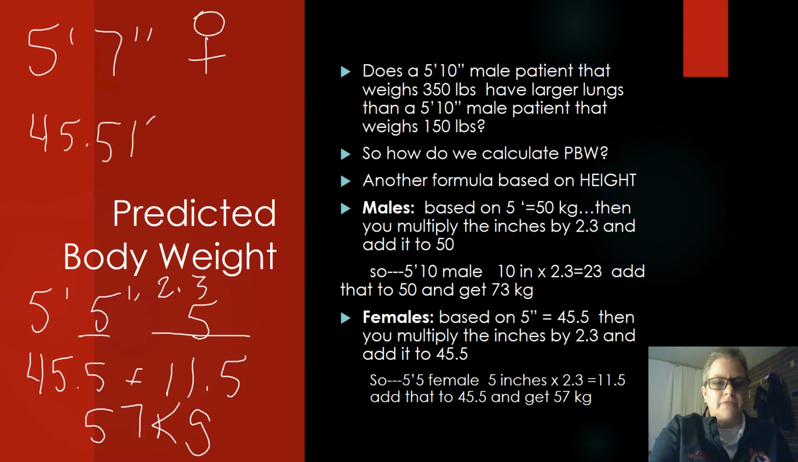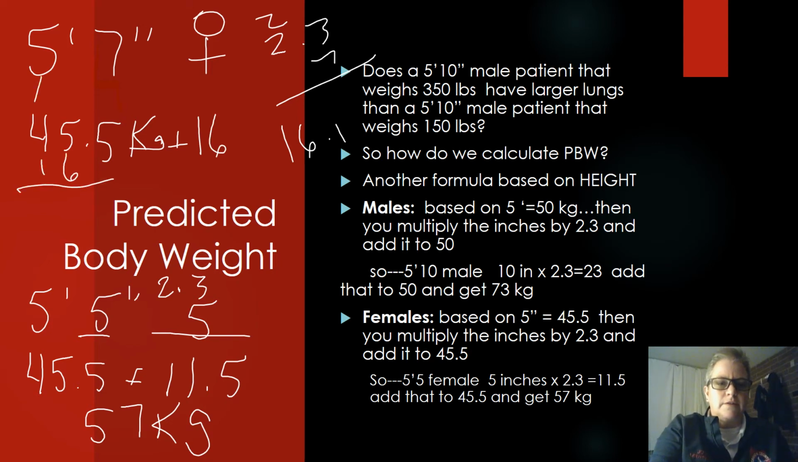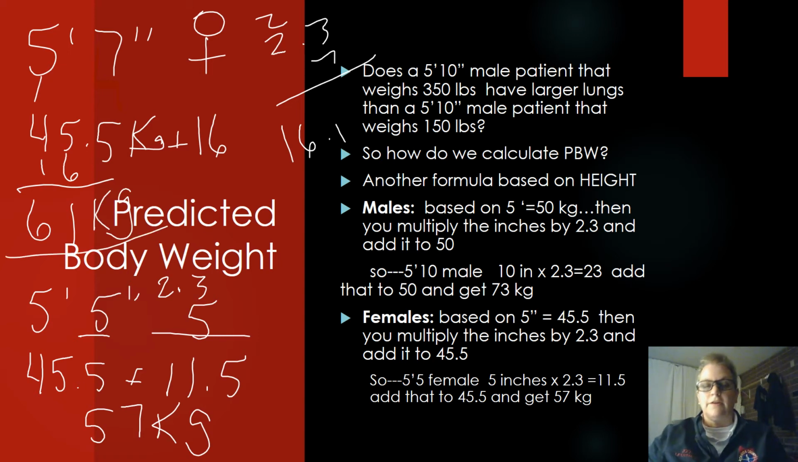All right, so this female automatically gets 45.5 kilos, right? And then we're going to multiply 2.3 and 7. And we get 16.1. So we'll just add 16 onto there, and we get 61 kilos. And guess what I did? I dropped the 1. It's kind of an estimate anyway, so I just used the 60 kilos. How's that? Predicted body weight.